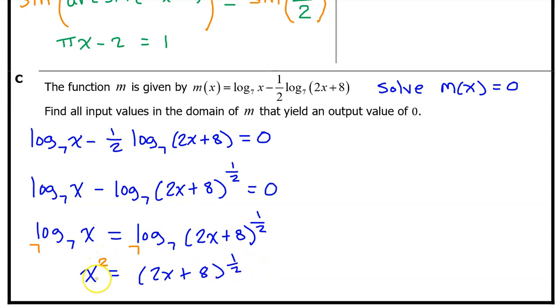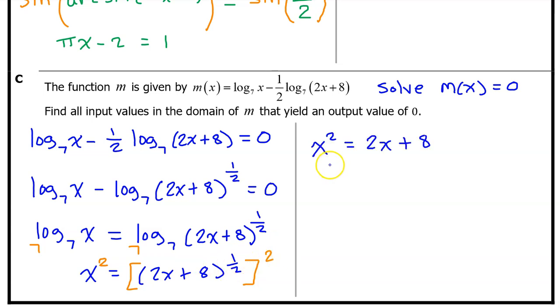Next, we can get rid of this 1/2 power by squaring both sides of the equation. So on the left side, we're going to have x squared. On the right-hand side, when you raise a power to another power, you multiply. And 1/2 times 2 is 1. Basically, these cancel each other out. We are left with x squared is equal to 2x plus 8. Let's get 0 on one side by subtracting 2x and 8 from both sides of this equation. We get x squared minus 2x minus 8 is equal to 0.